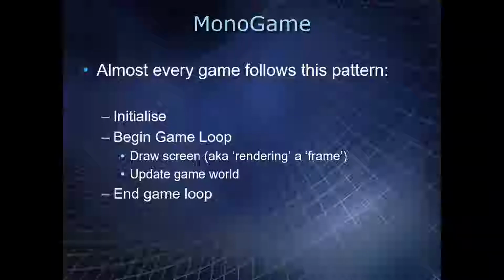Now, almost every game, no matter what the engine, no matter what the framework, no matter what the language, follows this pattern. First, you initialize the window and the game itself. Then you begin a loop. During that loop until it ends, you keep on drawing or rendering frames of the screen and separately updating the game world in the background. So things moving around, the physics, the AI, all of that happens during the update. And then you draw a screen on the frame. How many times you do that is called frames per second, obviously.